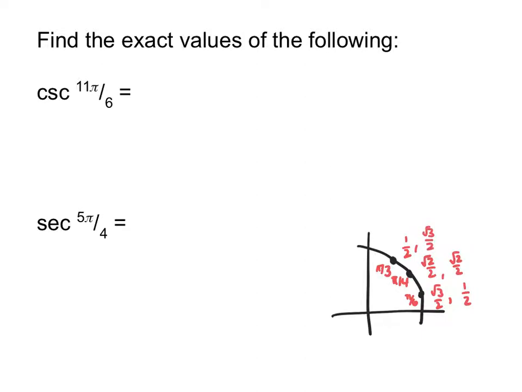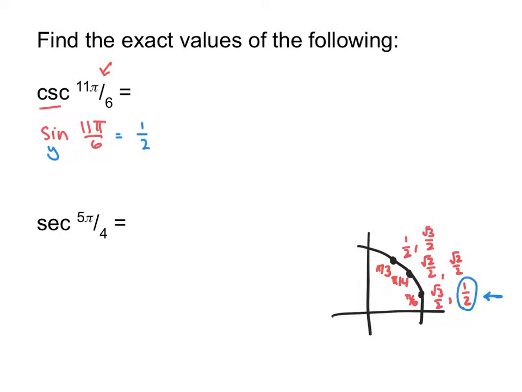So if we're looking for cosecant of 11 pi over 6, we're going to first start by finding the sine of 11 pi over 6, and then we're just going to flip it around. Using our first quadrant, remember, 11 pi over 6 is going to be the same as pi over 6 right here. So we're looking for the y value, and the y value is 1/2. So we know our answer is going to involve 1/2.